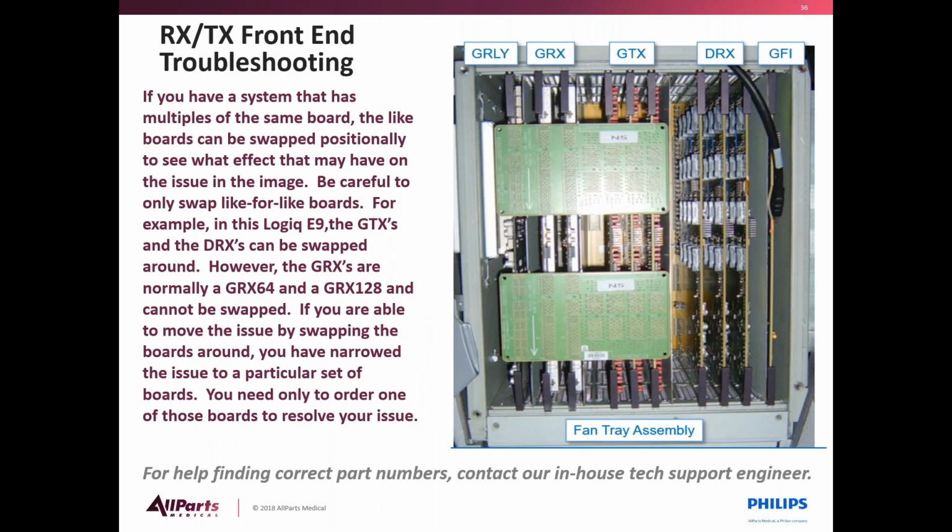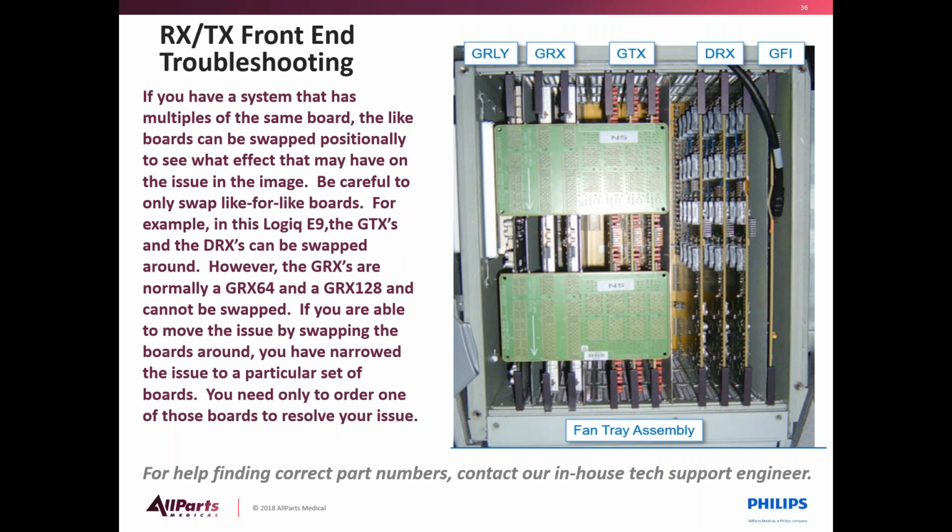So if you're troubleshooting an RX-TX configuration front end, and you have a system that has multiples of the same boards, like the one we're looking at here, the like boards can be swapped positionally to see what effect they may have on the issue in the image. Be careful to only swap like for like boards. For example, in this Logiq E9, the GTXs and the DRXs can be swapped around positionally. However, the GRXs are normally two different boards, a GRX64 and a GRX128, and cannot be swapped.